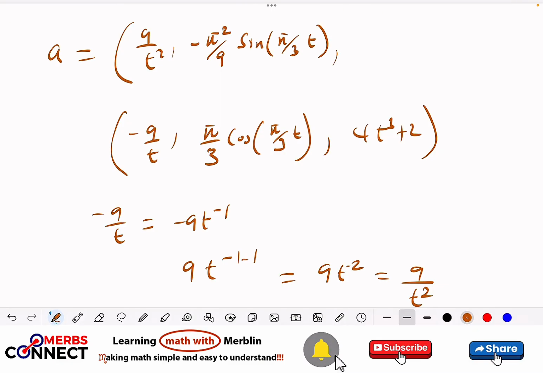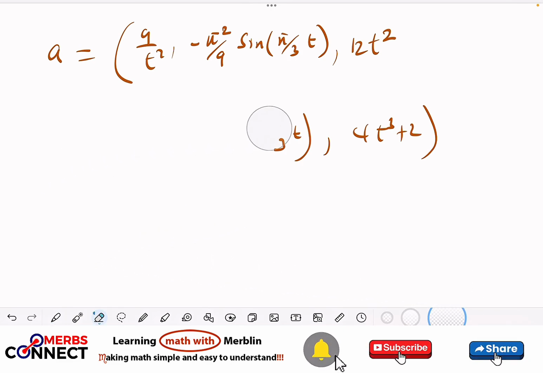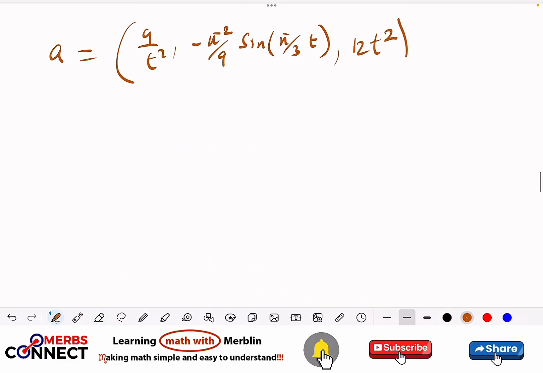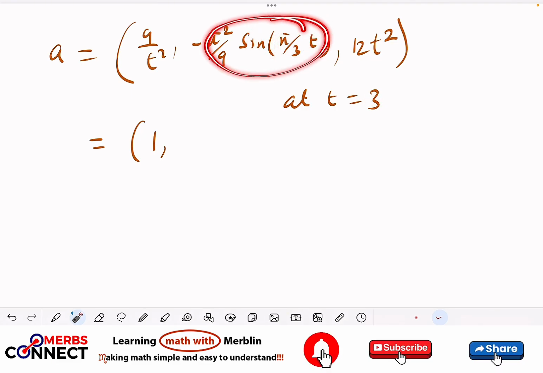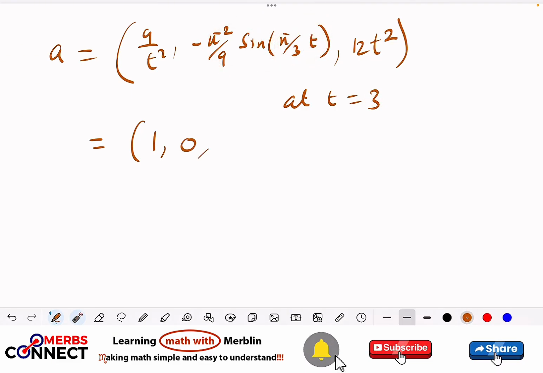Then now differentiate this one with respect to t and have 12t squared. So that's what I'm going to get when we differentiate with respect to t again. Now here too, we are checking at t is equal to 3. So let's do that. 3 squared here will be 9. So the first component will be 1. Sine pi is 0, so everything here will be 0. So I'm going to have 0 here.